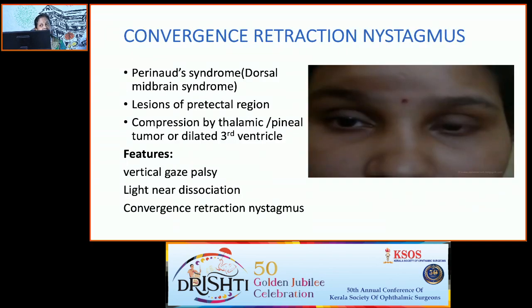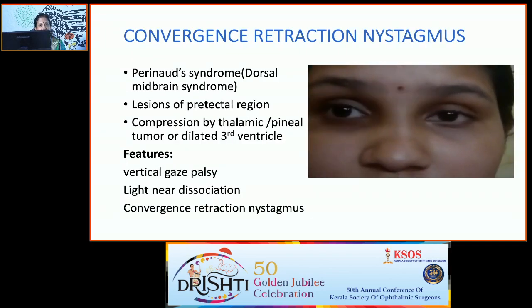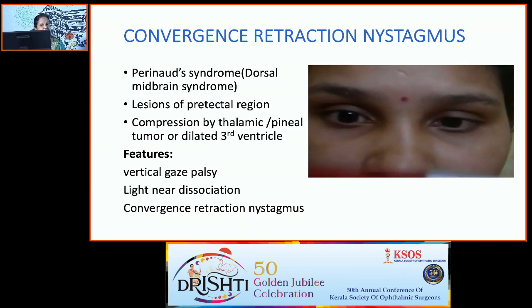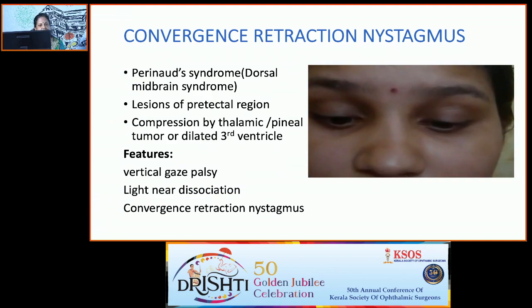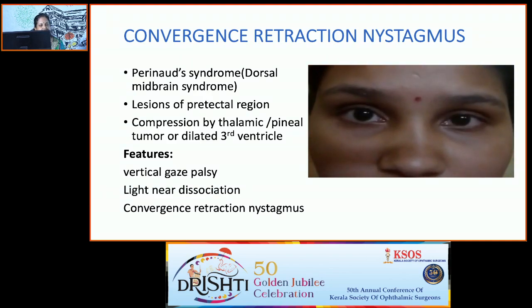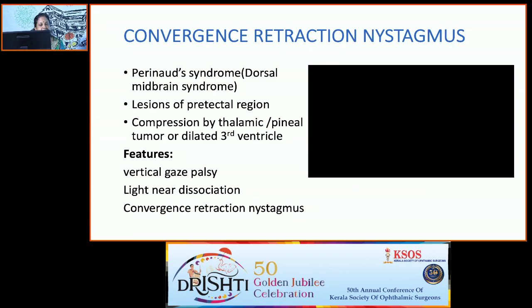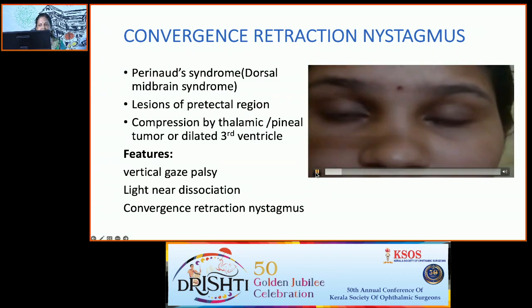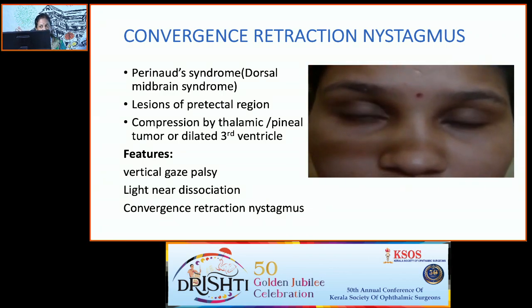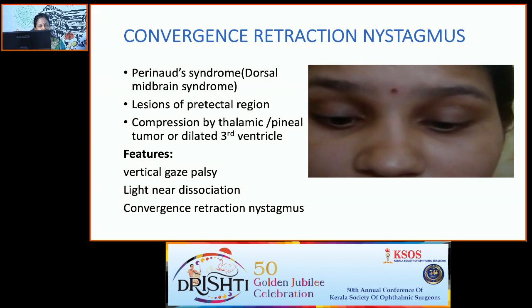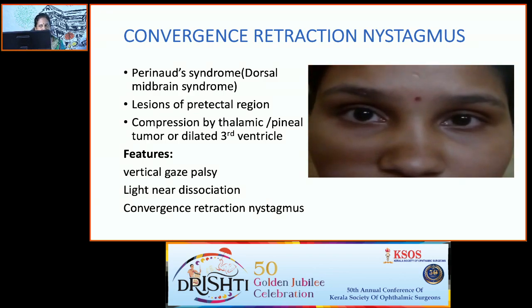Now coming to convergence retraction nystagmus. This is also very interesting. This is typically seen in Parinaud syndrome, the dorsal midbrain syndrome, and you know the features of it. There will be vertical gaze palsy, light near dissociation, and convergence retraction nystagmus. You can just observe that there is vertical gaze palsy, and on attempted up gaze, there is convergence of the globe, retraction of the globe, and there is nystagmus.